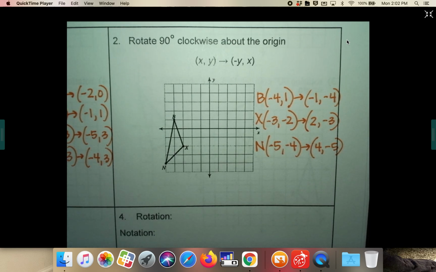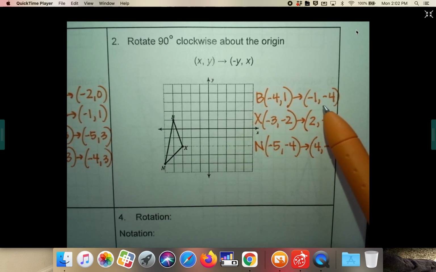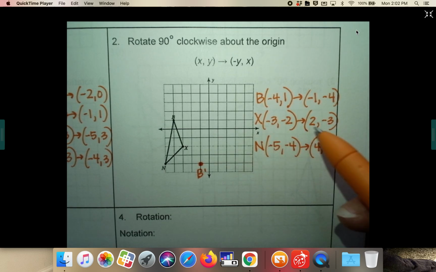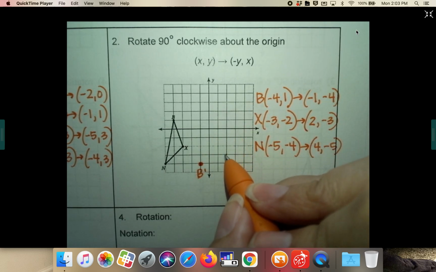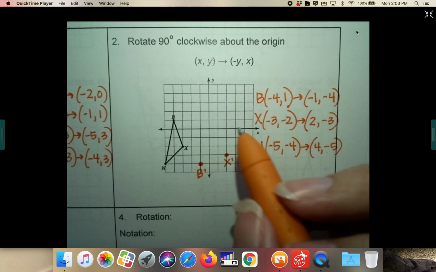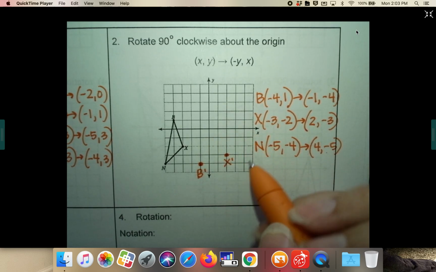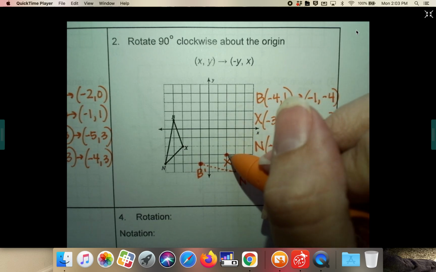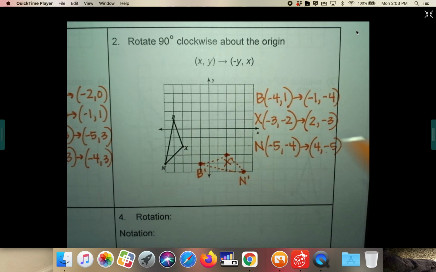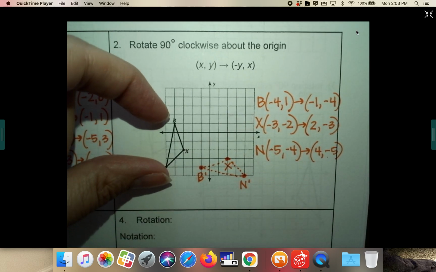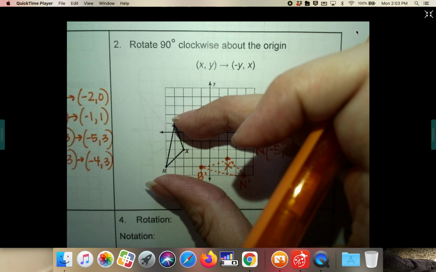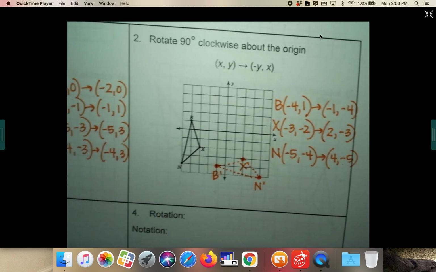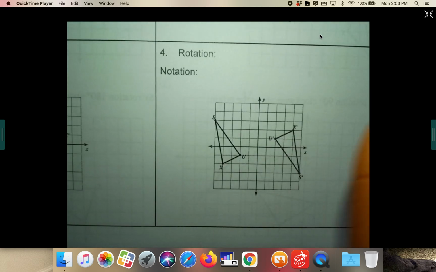So let's go plot them and see what it does. So B prime is going to be -1, -4. X prime is going to be 2, -3. And N prime is going to be 4, -5. Okay, I did that again where I kind of got in the way with my letters. Sorry about that. Okay, so what it did was it just rotated 90 degrees clockwise. So this part kind of swings around here and goes clockwise 90 degrees.